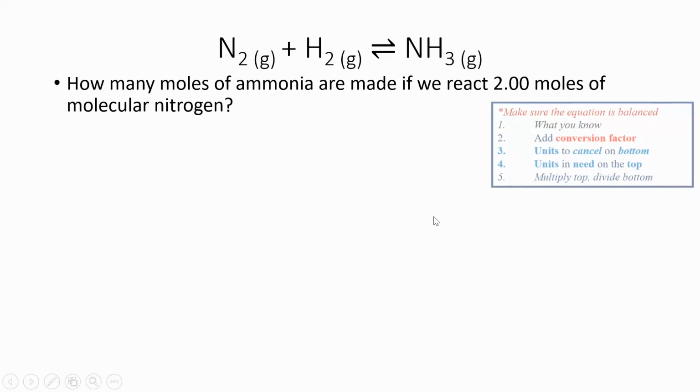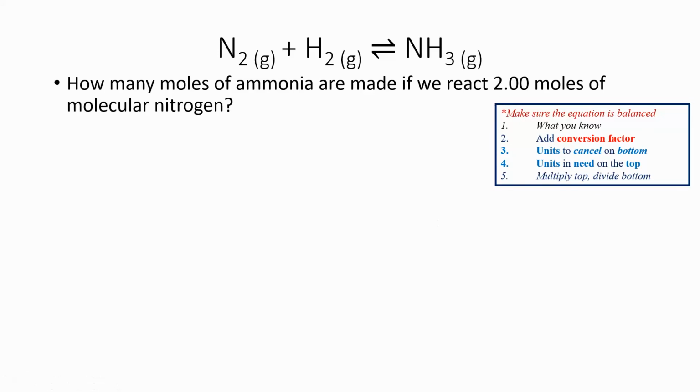So our first thing in every single stoich problem always is to make sure the equation is balanced. Then we're going to figure out what we know, add conversion factors, make sure that we cancel out what we need to cancel, and get what we need to get as far as units go. Then we're going to multiply the tops and divide the bottoms on your calculator. So take a look at that reaction there. Does that look balanced to you? Feel free to pause the video here for a second and try to get that balanced as best you can. Then when you're ready, just keep going and I'll show you in a second.